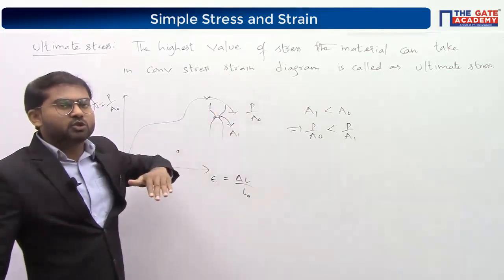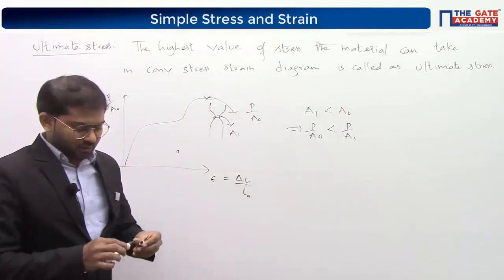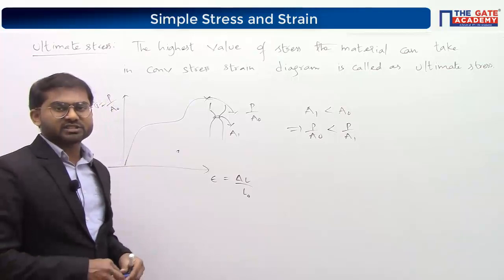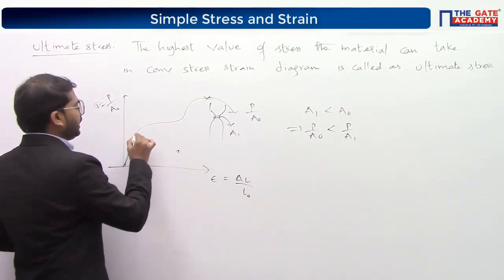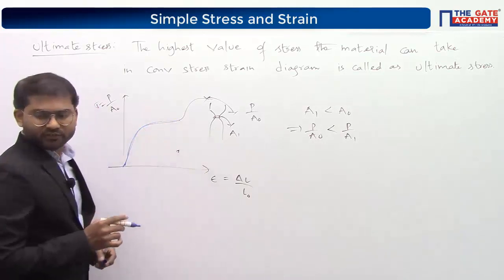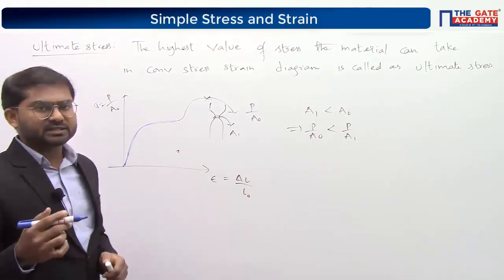If you strictly draw the graph between true value of stress and strain, then you will get it like this. You can see that as a dotted curve. Till this point D, where the strain hardening region is being started. So wherever you are starting the strain hardening region.